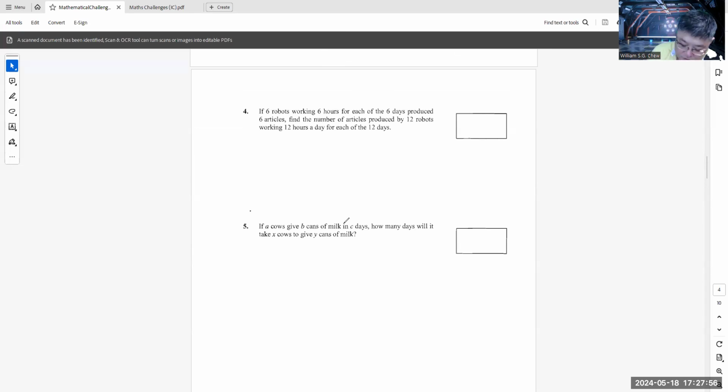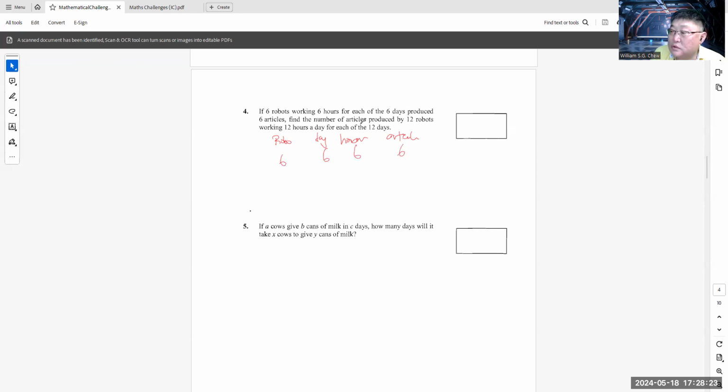Question 4. You have 6 robots working 6 hours for each of the 6 days. So robots, days and hours, and then articles. 6 robots taking 6 days working 6 hours give you 6 articles.